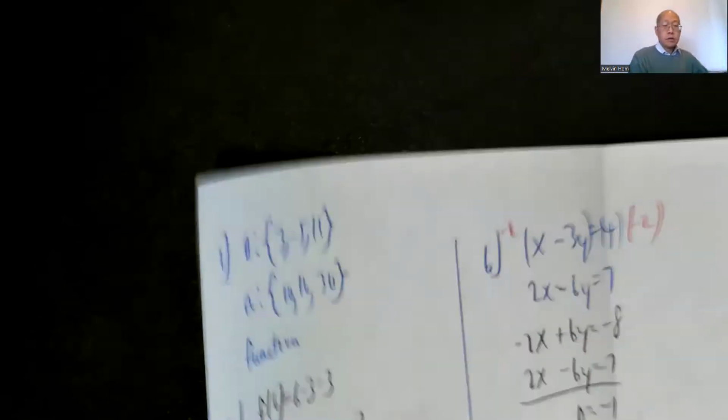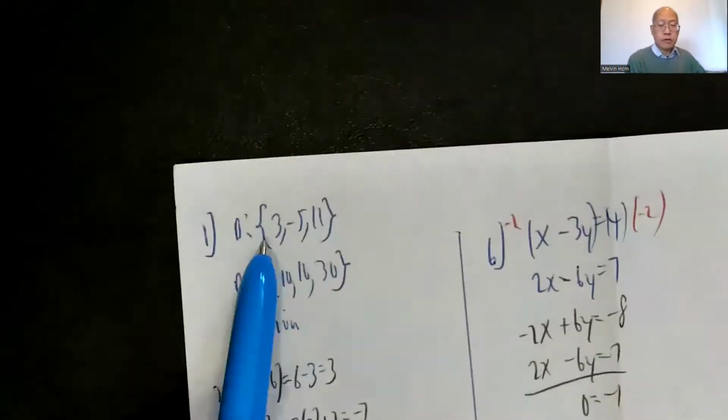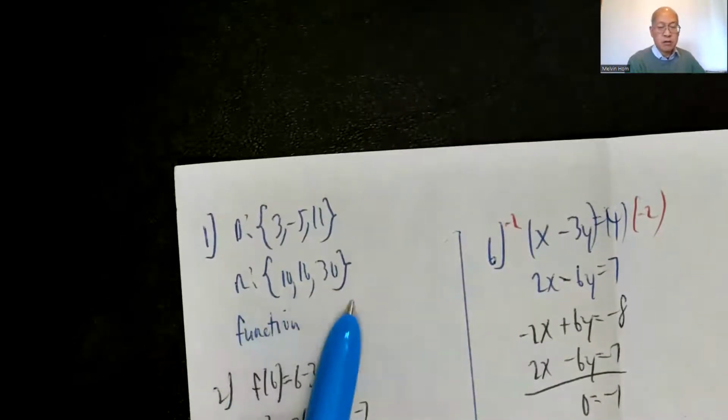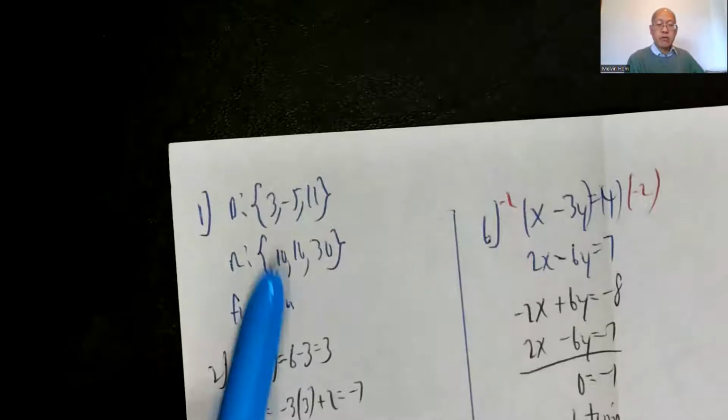Number 1, the domain is just the set of all x values, so 3, -5, 11. Range is the set of y values, 10, 16, and 30. It is a function. Any one x gives you only one possible y.